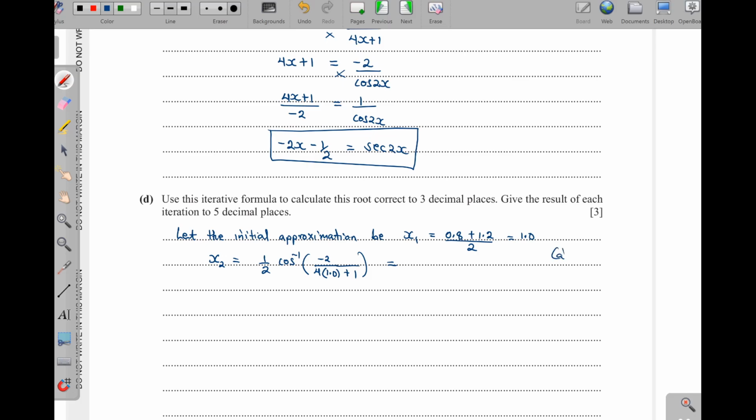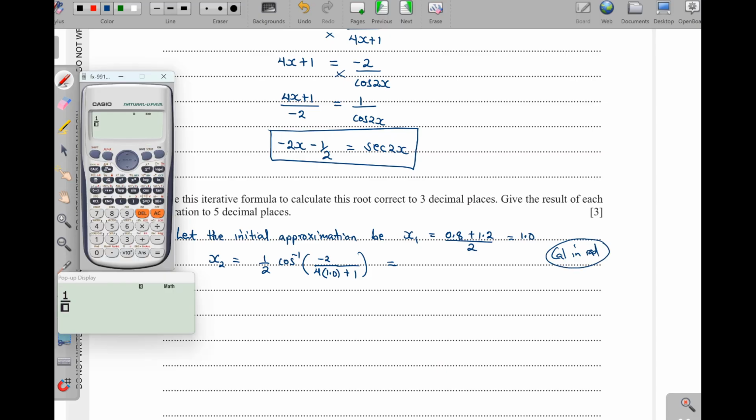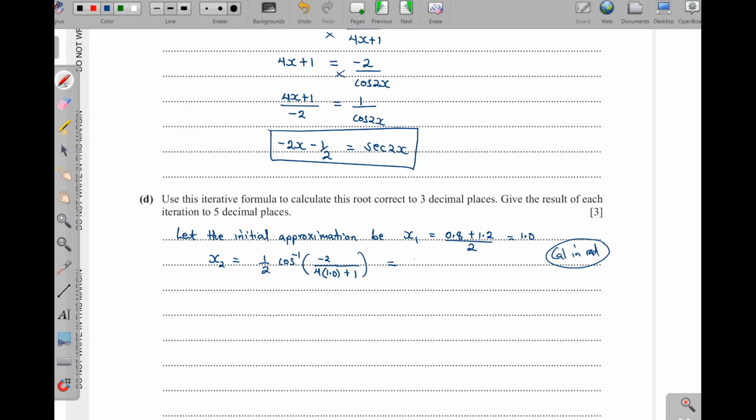Remember, calculator in radians. Okay. 1 out of 2, then arc cos of negative 2 out of 4 into, now we are having 1.0 and plus 1. And then we close this big bracket. We are getting 0.99116. Remember, we are putting the answers to 5 decimal places.